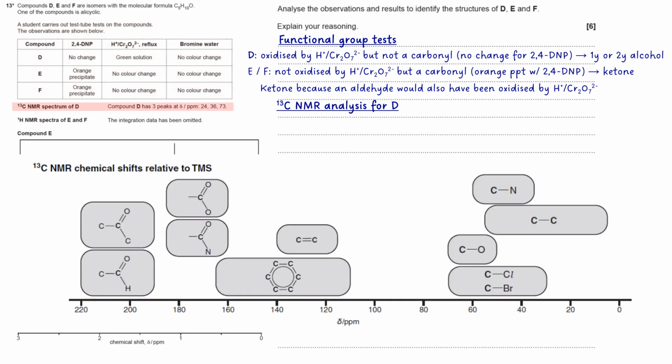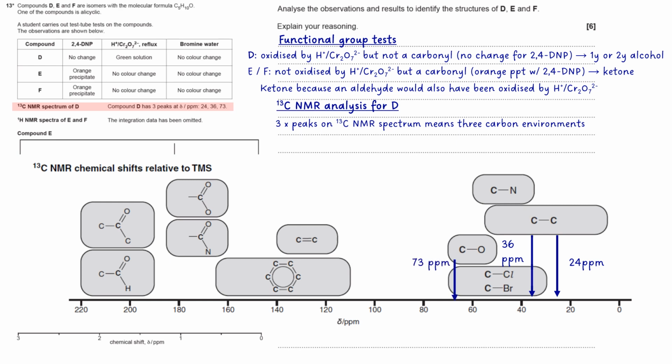Looking at the carbon-13 NMR spectrum for D, just blocking out the hydrogen NMR data for a moment, and looking at the actual information, it says it's got 3 peaks. It gives you exactly where they are. One's at 24, one's at 36, and one's at 73. We know from the molecular formula C5H10O that there's no chlorine or bromine. So even though the peak positions overlap this particular environment, we don't need to worry about it because there's no chlorine or bromine present.